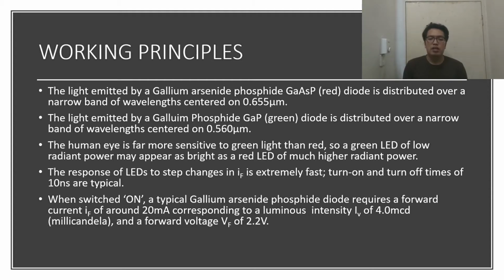The response of LED to step changes in IF is extremely fast. Turn on and turn off times of 10 nanoseconds are typical. When switched on, a typical gallium arsenide phosphide diode requires a forward current IF of around 20 mA, corresponding to a luminous intensity IV of 4.0 mcd (millicandela) and a forward voltage VF of 2.2 volts.